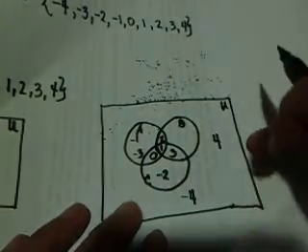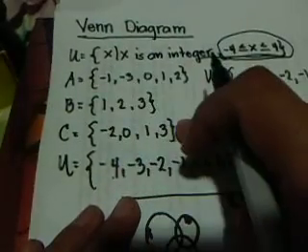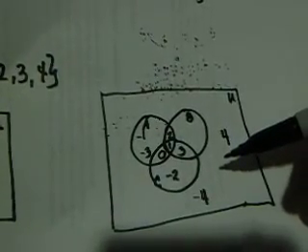So that is how you're going to represent the relationships of the sets in a Venn diagram.